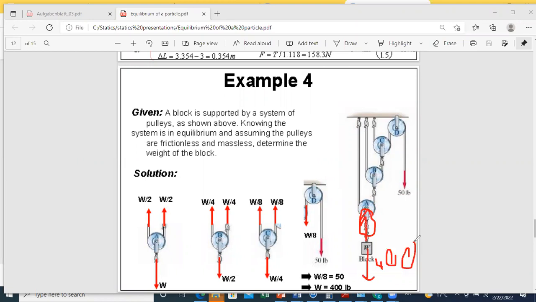So you can see that with a force of just 50 lb, I was able to hold a block of 400 lb. From here, the importance of the pulley system. It's used a lot to hold very large weights with a small force. The more pulleys you add, the smaller the force you can use to hold your system. Okay. Any question on this? Okay. Yeah.